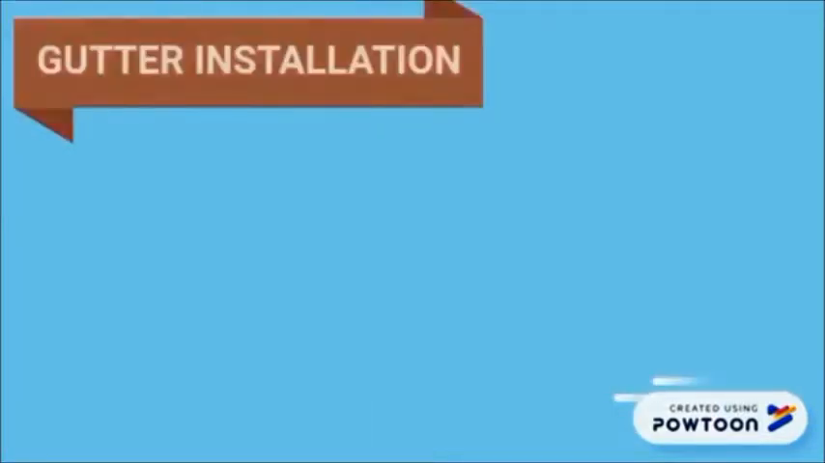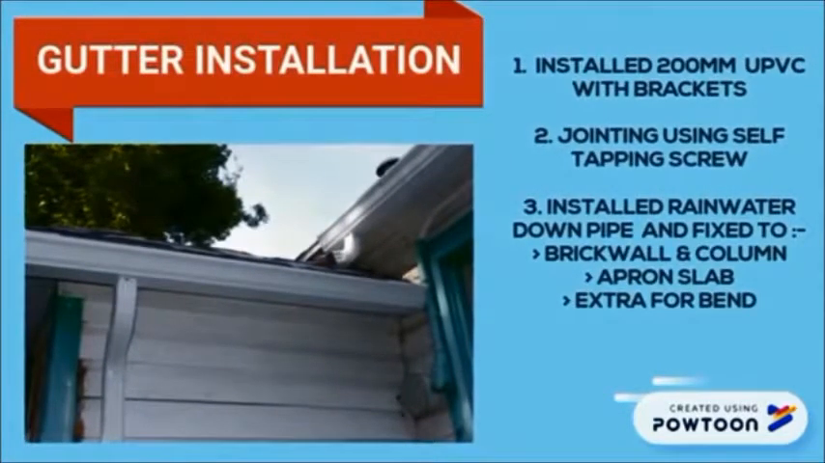For the gutter installation, the labor installed 200 mm UPVC with brackets and jointing using self-tapping screws. Last but not least, install the rainwater downpipe and fix it to the brick wall and column, apron, slab, and not forget to extra for bend.